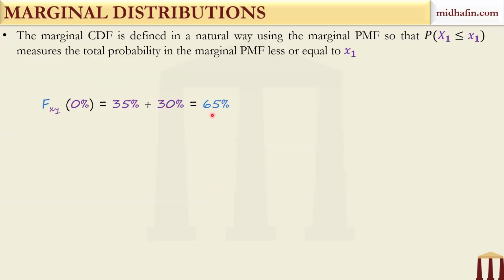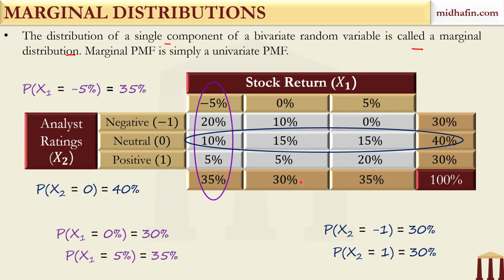Which is 65%. Okay, Nathan, 65%. No, I was on the horizontal line, not the vertical. Okay, okay. Yeah, so you were actually counting these two, right? 30 plus 40. Got it. So it will be 30 plus 35. Okay, fine.